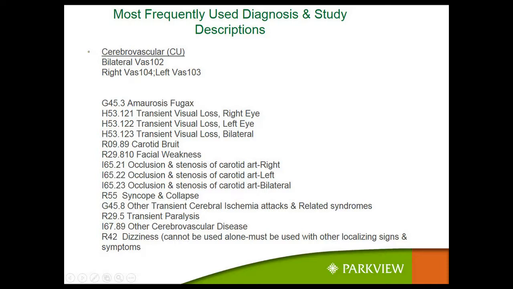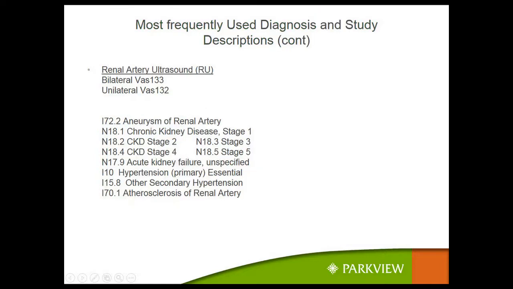The R09.89 code, if you type that in, can bring up a bunch of different things, so you just need to make sure you're looking for the right description if you pull up that code. And then the bottom one, the R42 dizziness, they don't want that used all by itself. They prefer that the dizziness code be used with another corresponding code.